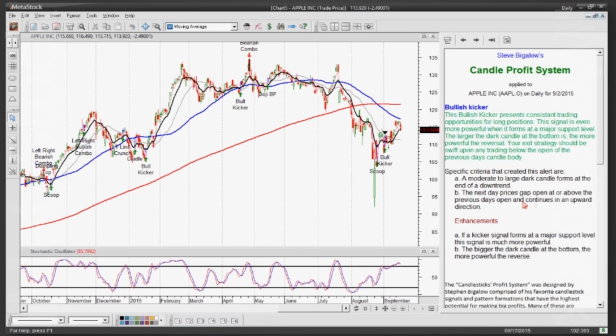The enhancements, because I'm going to show you how to run this on a scan, help you figure out, okay, I have maybe 5 bull kickers today. Which ones should I be looking at? These would make the trade more profitable or more likely to be successful. If a kicker signal forms at a major support level, the signal is much more powerful. And the bigger the dark candle at the bottom, the more powerful your reversal is. Okay? So it's giving you the idea of how, instead of looking at maybe the 5 kickers, to narrow down the list to the ones that you want to trade.